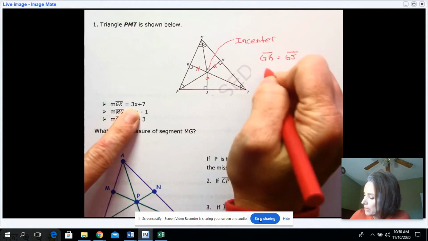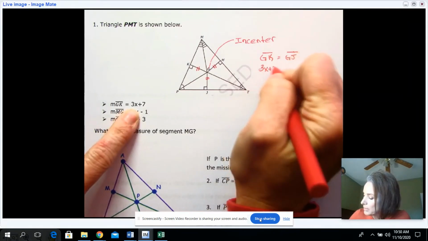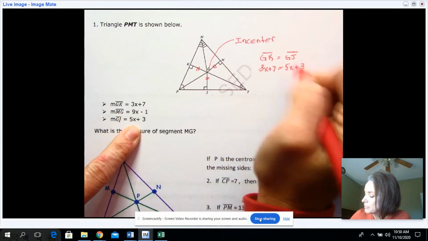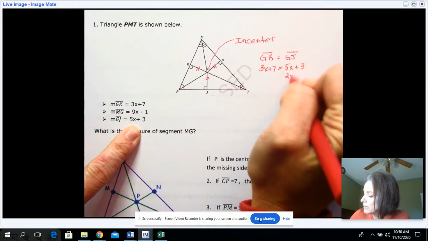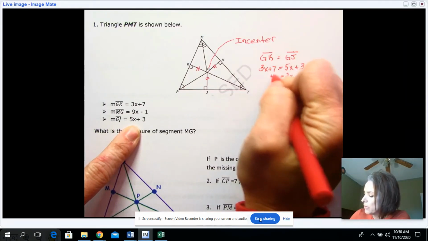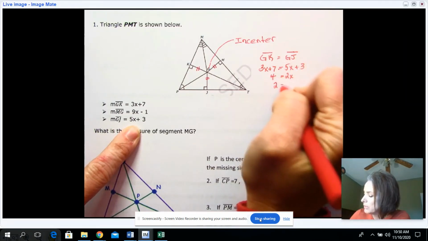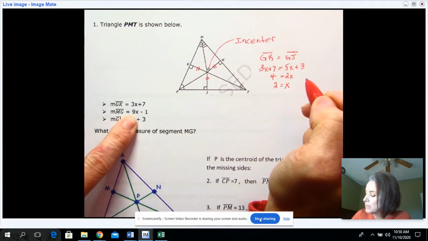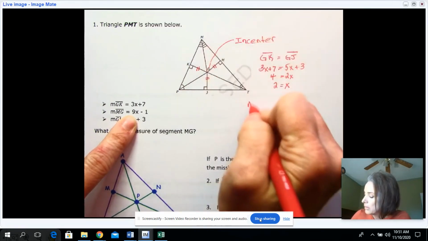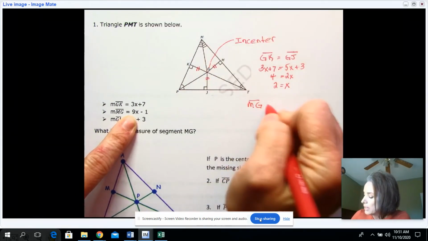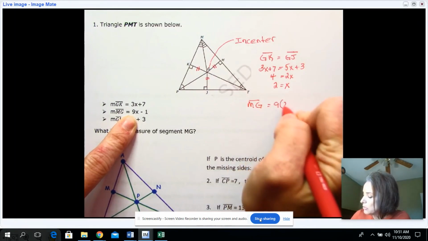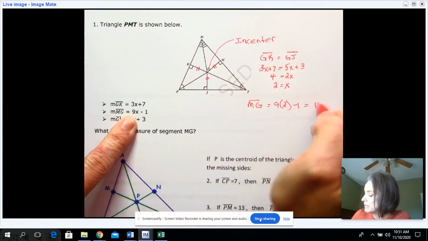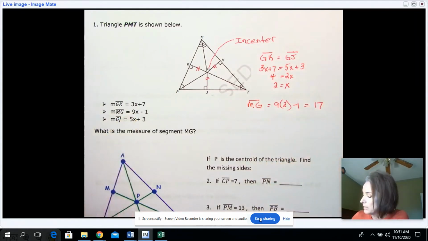So we would have 3x plus 7 equals 5x plus 3. Subtract 3x to get 2x. Subtract 3 to get 4. Divide by 2 and you get 2. Now I need to know what MG is. Well, I'm going to plug that in, and MG would be 9 times 2 minus 1. So 18 minus 1 is 17. So that's that answer.